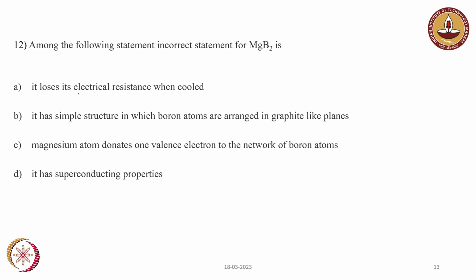So, the first statement, it loses its electrical resistance when cooled. This statement is correct because MgB2 is used as a superconducting material, a superconductor. So, what is a superconductor? The material which will have almost zero resistance at lower temperatures. So, it will conduct highly, having low resistance. So, statement 1 is correct.